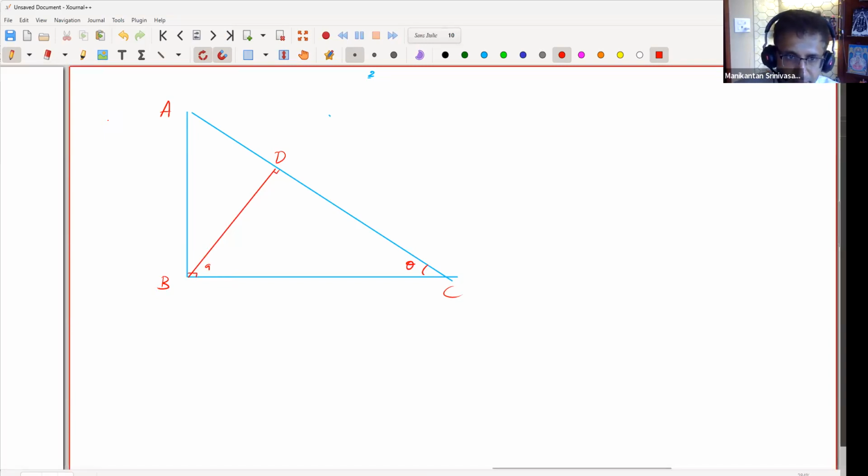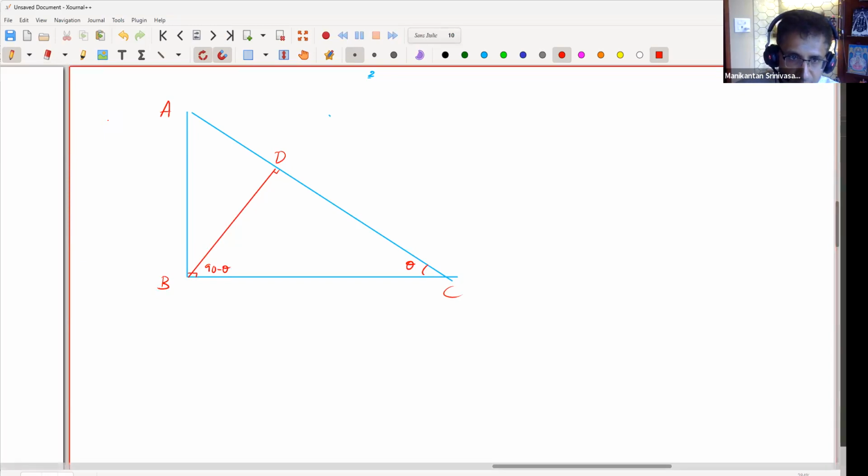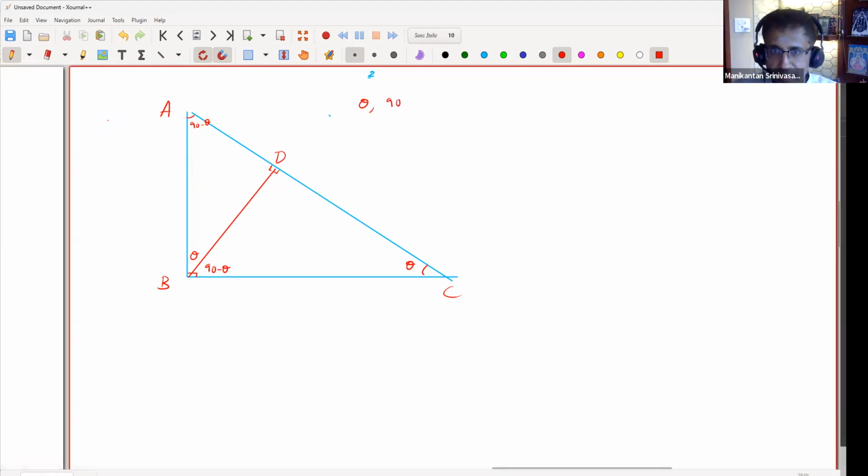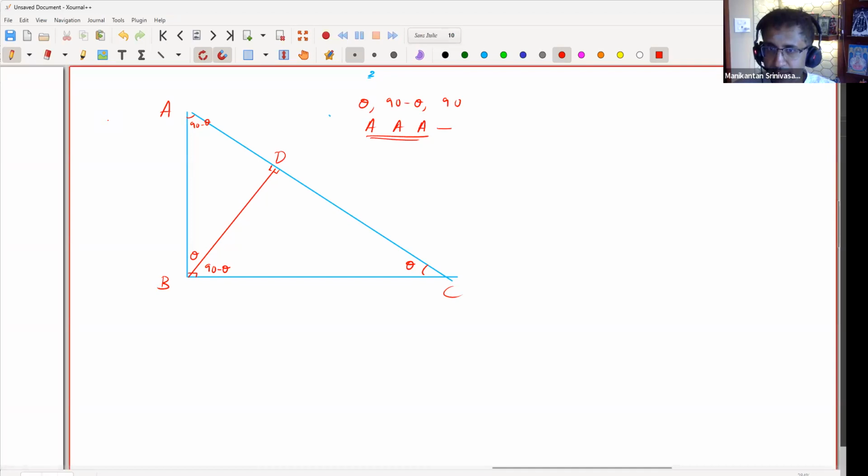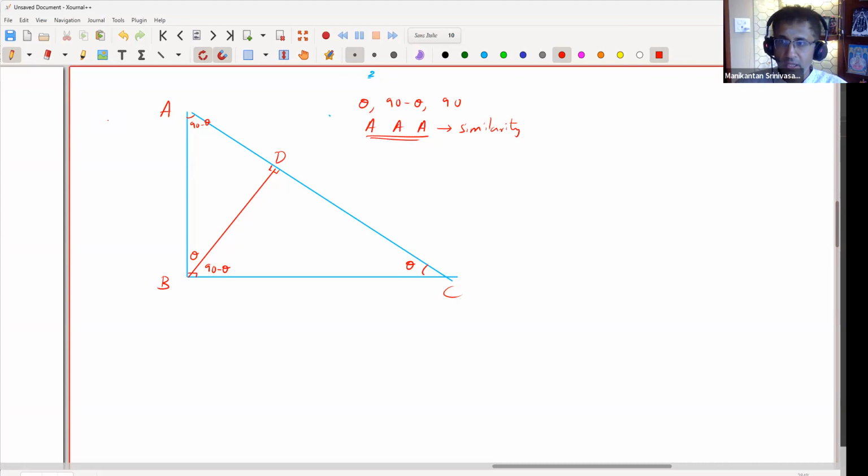If this is theta, this is clearly 90 minus theta. And therefore this is theta, and therefore this is 90 minus theta. And this is 90. So all 3 triangles have the 3 angles as theta, 90 minus theta, and 90. Therefore, by the angle property, they are similar. You cannot use AAA for congruence, but you can use it for similarity. So same shape, but different size. This means you can solve a lot of these knowing a few of these sides.